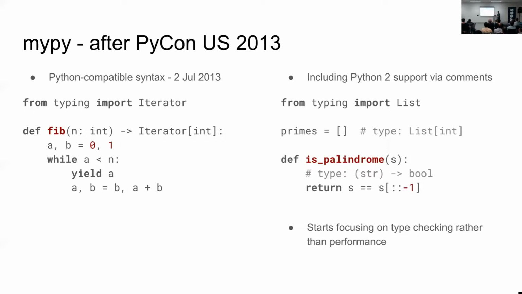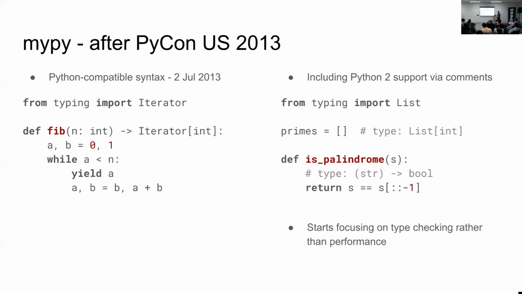And then the author of Mypy went to PyCon US in 2013, and he talked to a bunch of core devs, including Guido. Afterwards, they came up with this Python compatible syntax. The aim here was to encourage adoption of Mypy without any sort of barrier. The intent was that you could still write this Python code, run it in Python, but also be able to run it in Mypy.